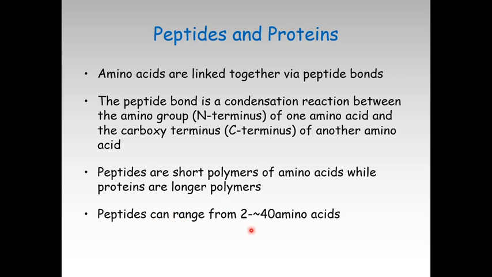Peptides can range from 2 to 40 amino acids. So if you combine two amino acids, it is a peptide because it has a peptide bond. Anything above 40 amino acids will be considered an oligopeptide, and it will come under the realm of a protein.